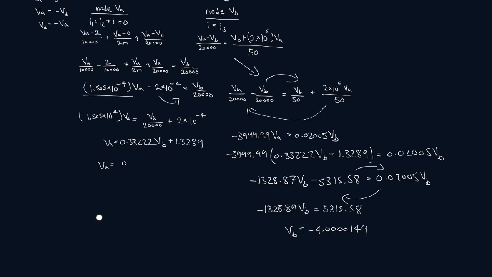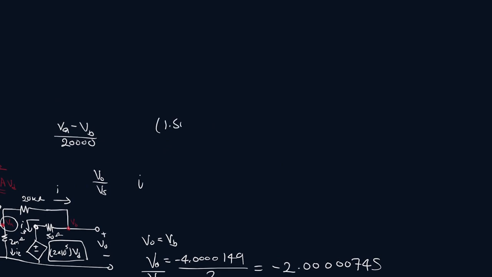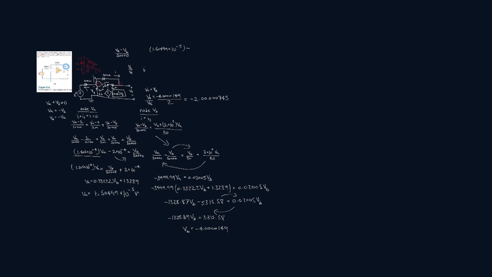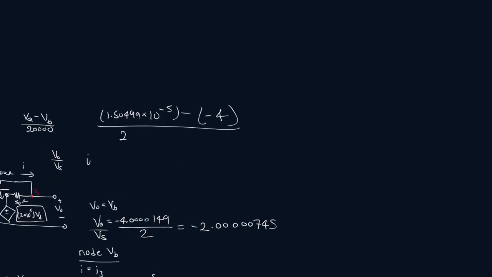Hold on, sorry, my pen keeps dying. Okay, that's 1.50499 times 10 to the power of minus 5 volts. So minus 4. I'll just do minus 4 all over 20,000. Okay, and that gives me 2 times 10 to the power of minus 4 amps. So that's your value for I.